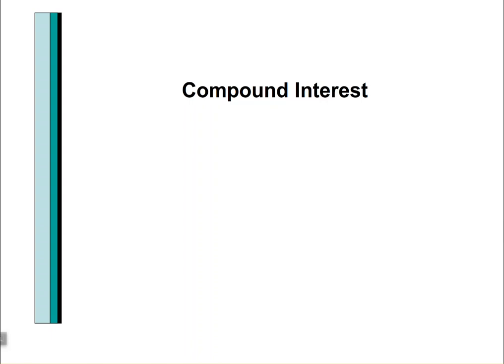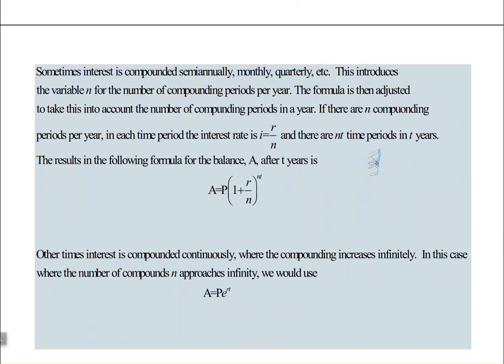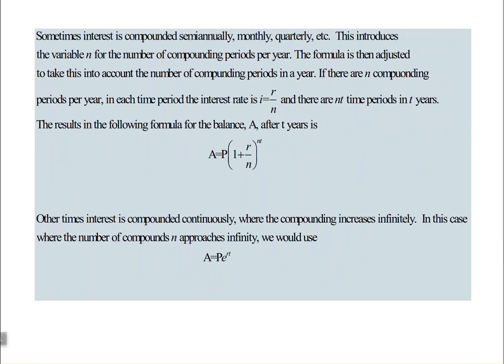In this video, we're going to look at compound interest. With compound interest, sometimes interest is compounded at different periods, maybe semi-annually, that means twice a year, or monthly, 12 times a year, or quarterly, 4 times a year. This introduces the variable n, the number of compounding periods, so the number of times that the principal or interest compounds per year.